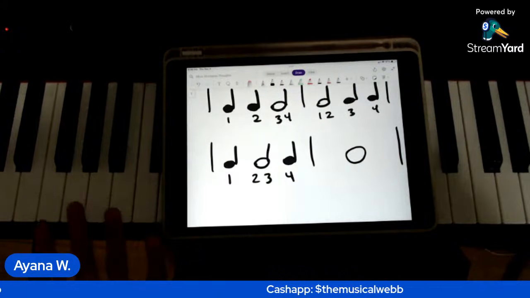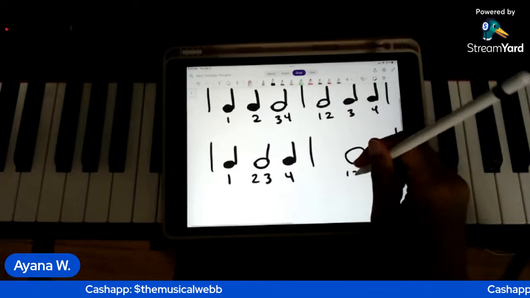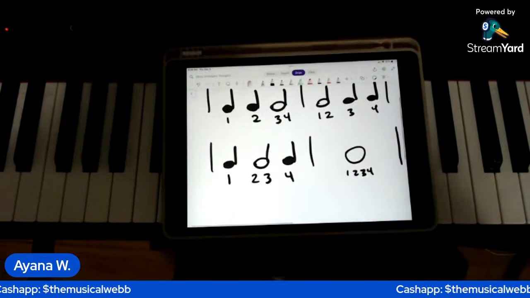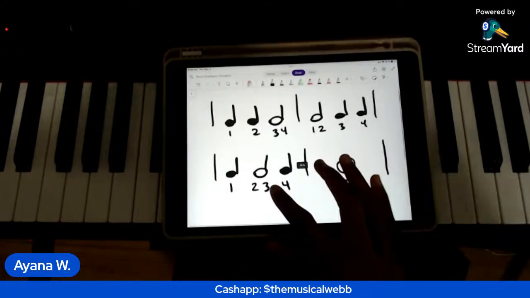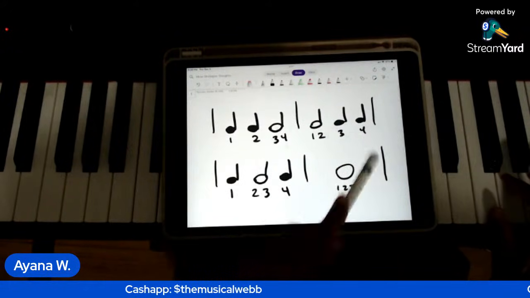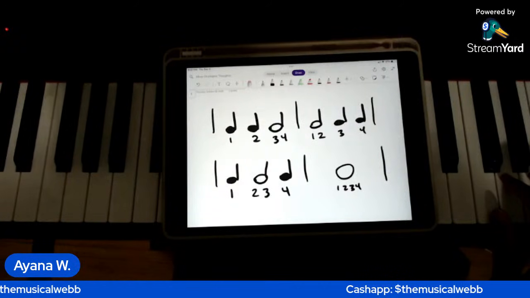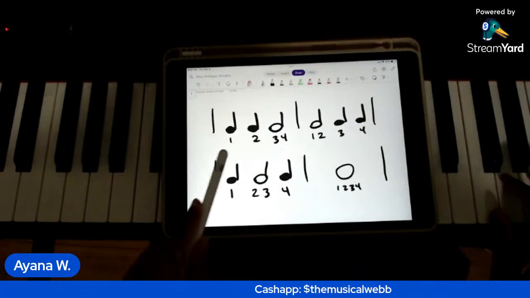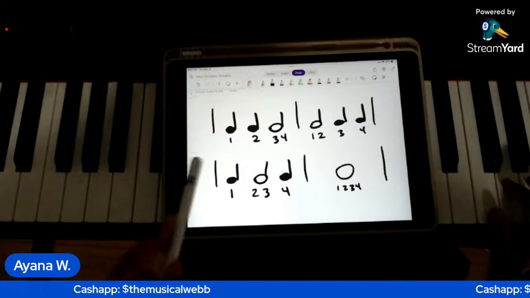That one always tricks people up, but that's the reason why I put it in there. And then finally, we have our whole note, which we already know is going to take up all 4 beats. 1, 2, 3, 4. So if we were to go through this whole segment here, all 4 measures, I'm going to count 4 beats in, and I'm going to walk you through how this is going to sound. So 1, 2, 3, 4.